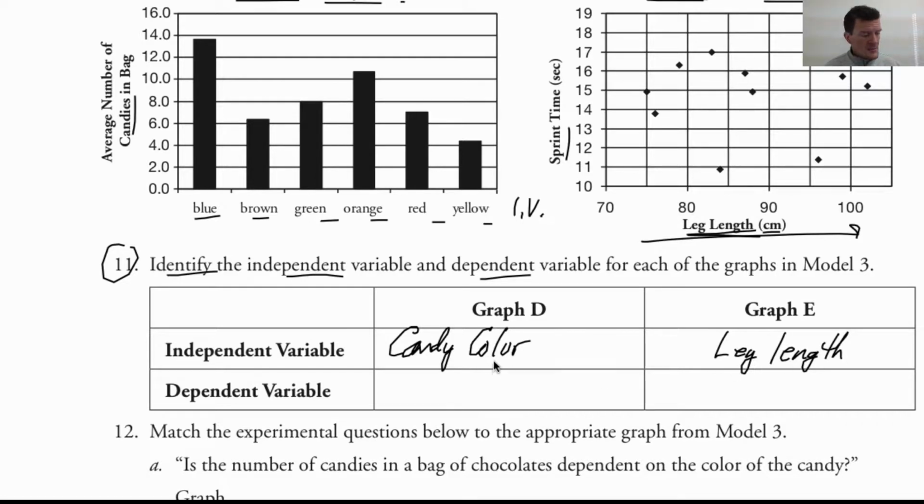Okay? Dependent variable. Well, the dependent variable is the other one that's along the y-axis. That's the one that's changing when you change the independent variable. And in this case, for graph D, that is the number of candies of that color. Number of that color in the bag. Over here, it is the sprint time.